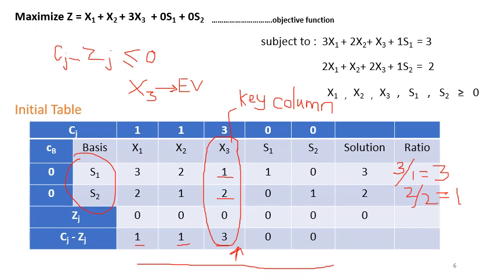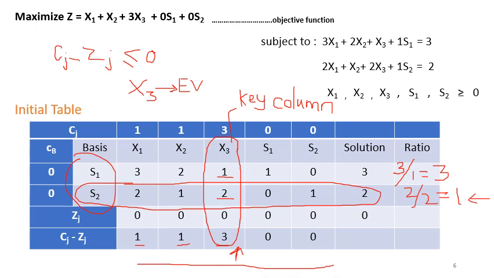Now choose the minimum of these. Choose the minimum positive ratio. Negative values are not considered here. Both are positive, and the minimum is 1 here. So the minimum ratio corresponds to the second row. The second row now becomes your key row.